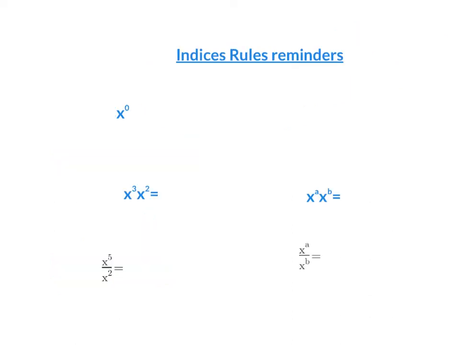Now before we go on, I just want to remind us of a few inverse rules. If you're not confident with these, please go ahead and do the essential exercises. Get yourself back up to speed with inverse rules. X to the power of 0 is always equal to 1. Anything to the power of 0 is equal to 1.